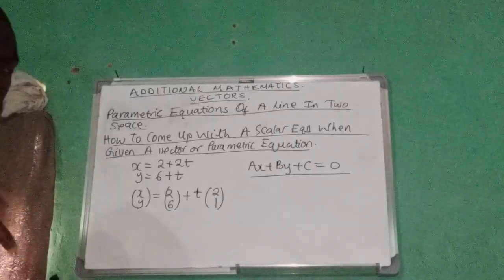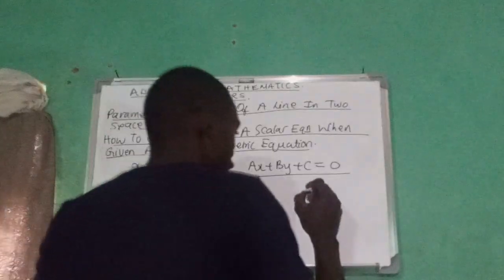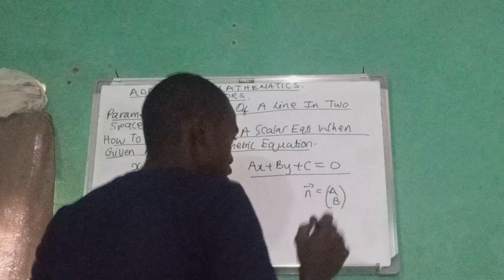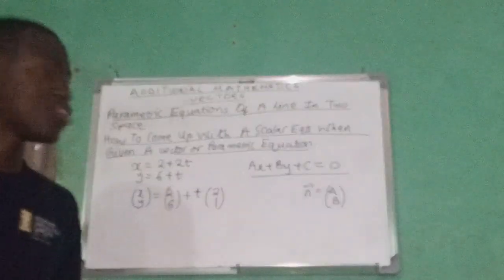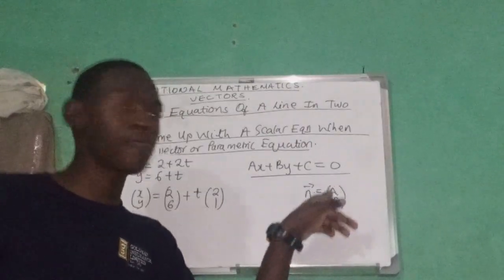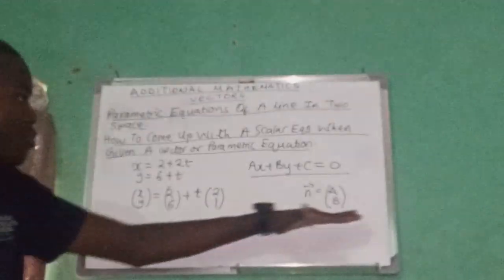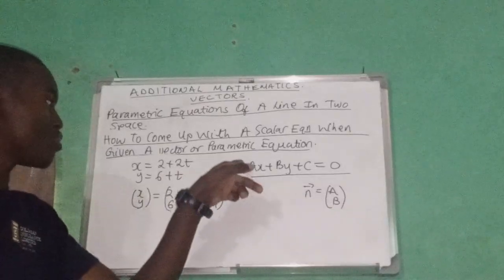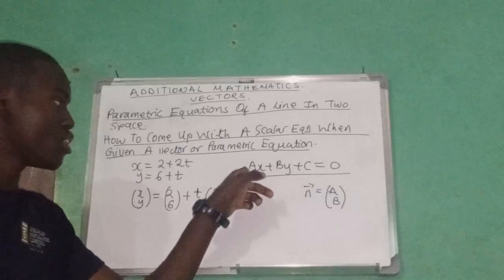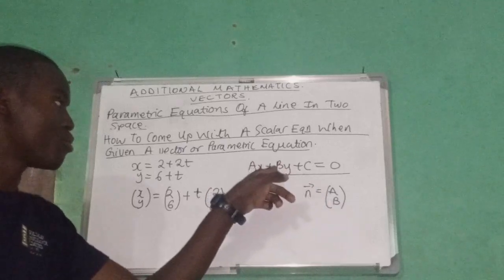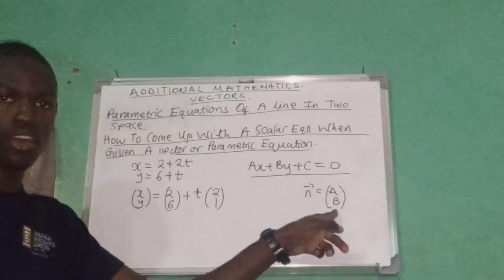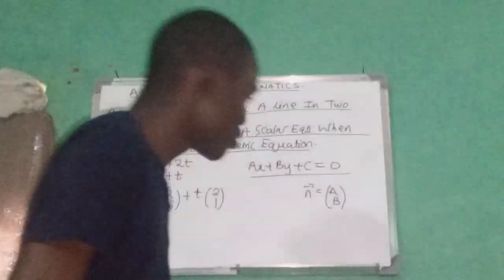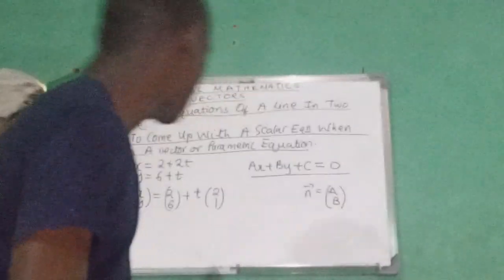After writing the vector equation in that form, we now need to know the property of a normal vector. A normal vector is equal to (A, B) in column vector form. What I'm trying to say is, the constant of x is A, and the constant of the variable y is B. That is the characteristic of a normal vector. So, how can we do this? It's very easy if you take this approach.